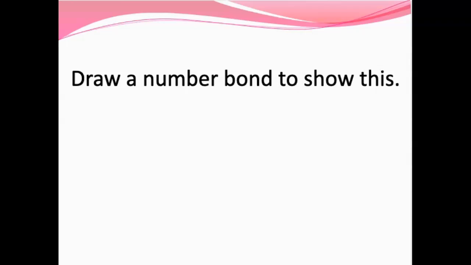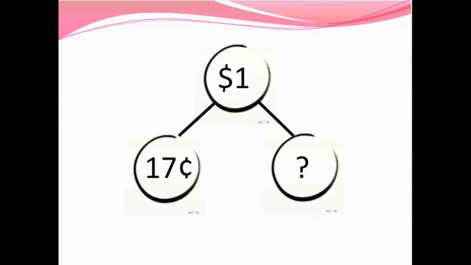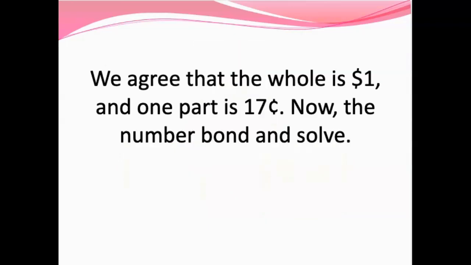Pause and create your number bond now. Here's mine. So I wrote $1 as my whole, 17 cents as one part, and a question mark as the other part because we don't know that part yet. We agree that $1 is the whole and one part is 17. Now we can use that number bond to solve.